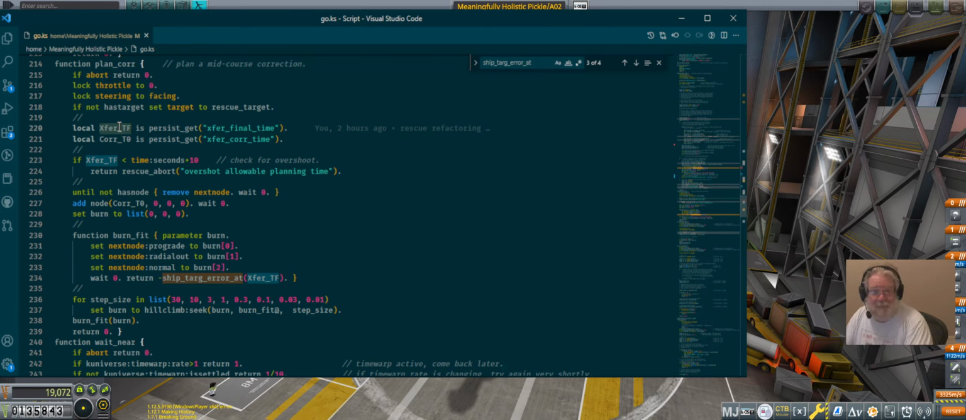Well, possibly we rebooted during this time. I mean, there could be a several hour gap between when we got on the trajectory and when we're doing the correction. So we pick up our final time and our correction time, so we know what the timestamps are for when we should do the correction, and the timestamp for when we expect to match with the target.